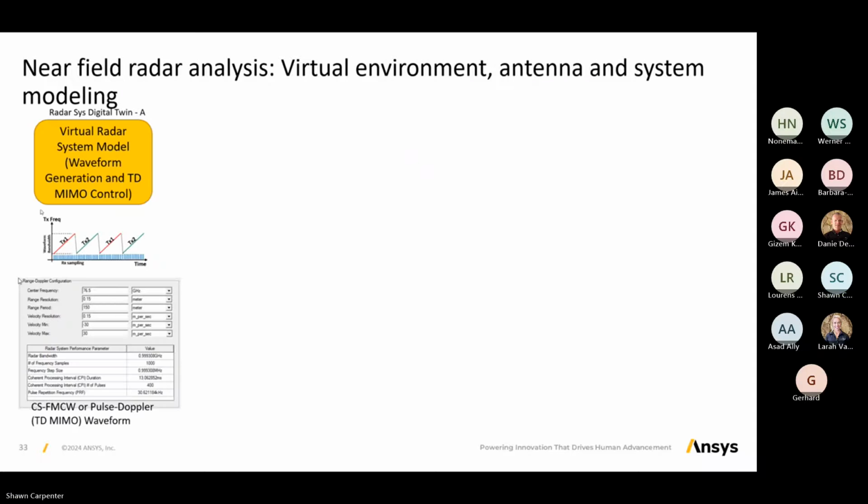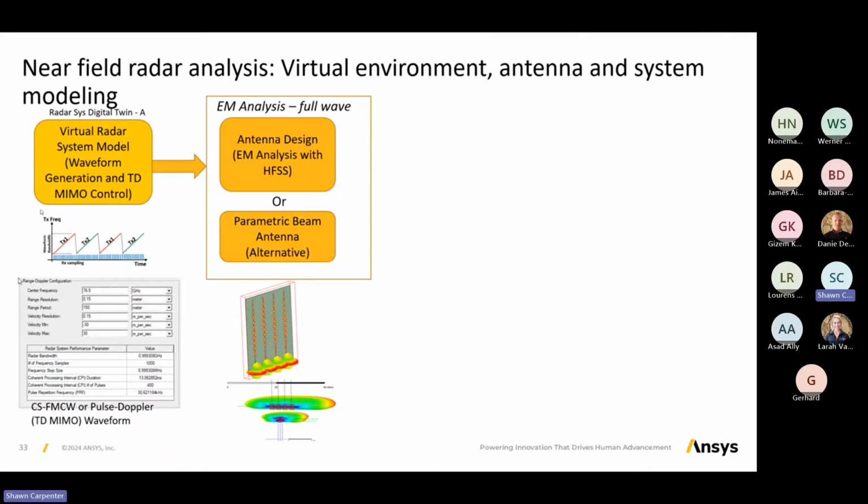Now, in automotive cases or in collision avoidance or industrial applications, we have radars with multi-MIMO antenna systems that we want to drive chirp waveforms against, and we want to process range Doppler information, range Doppler maps. We can do this as well. You can set up a virtual radar system model, which basically governs your waveform for pulse Doppler and chirp sequence, frequency modulated continuous wave radars, and drive that against an HFSS antenna model that you have constructed, or you could use a parametric beam antenna if you're just approximating things.